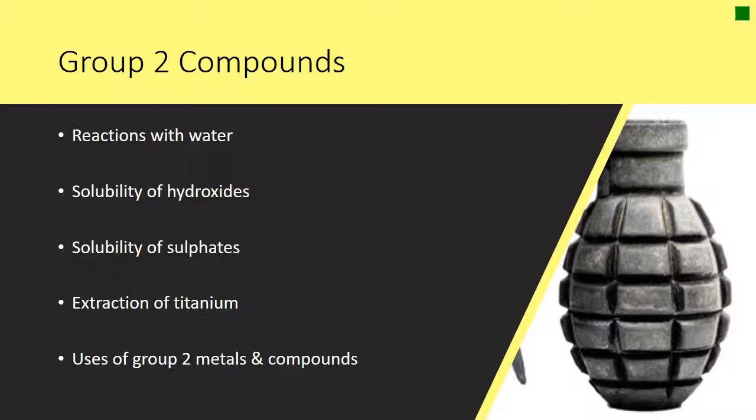And as we start, you may be wondering why we've got a picture of a hand grenade here on the right hand side, and that's one use that we won't cover in any more detail of a group 2 compound. Barium nitrate is mixed with thermite. You might have seen the thermite reaction in GCSE chemistry. So that mixture is very explosive, and that's the explosive that's used in these hand grenades. Anyway, let's crack on with the reactions with water.